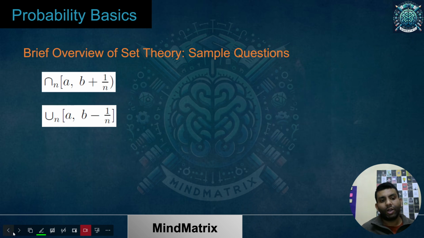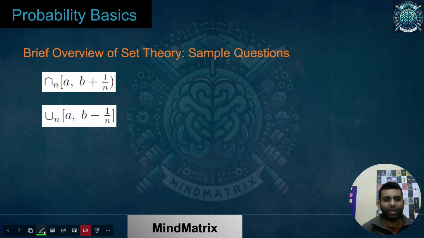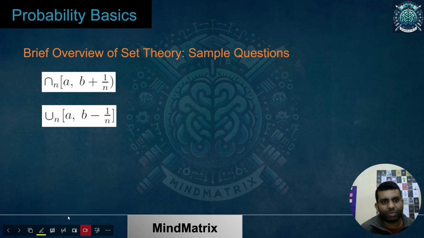Now I'll talk about infinite union and infinite intersection. This is going to be the last one, and then we'll solve a simple question, and then we'll end this session. So let's solve. This is infinite intersection.